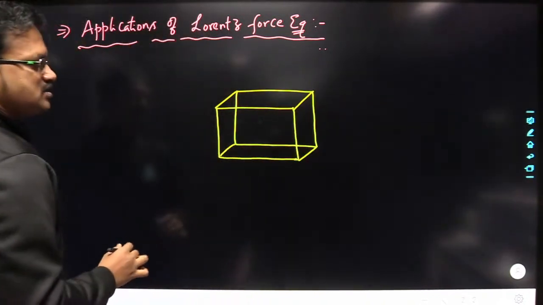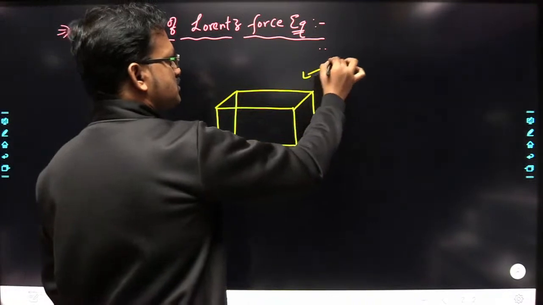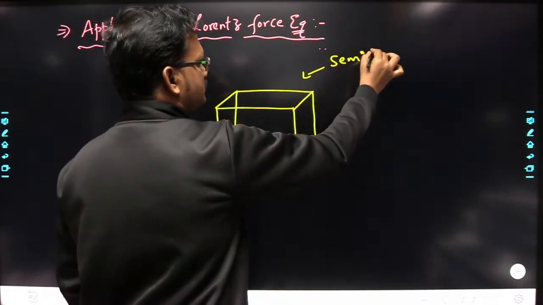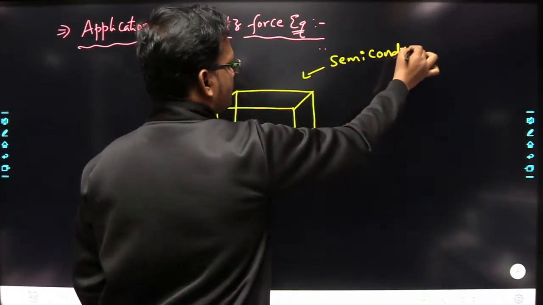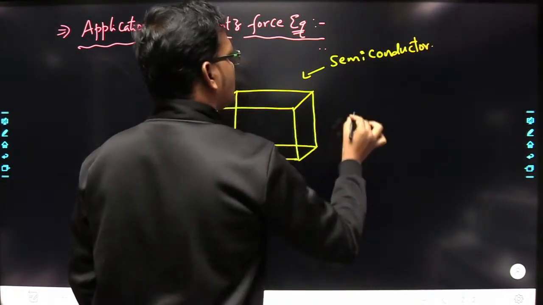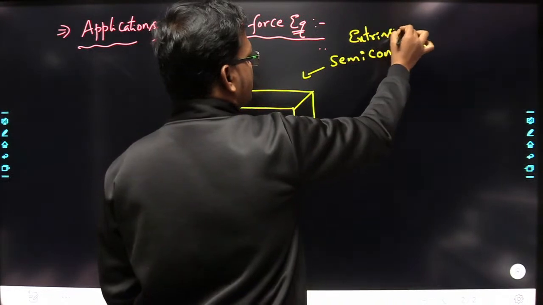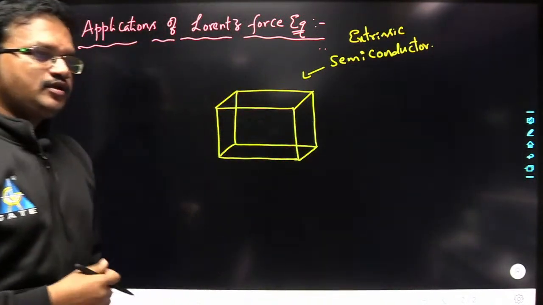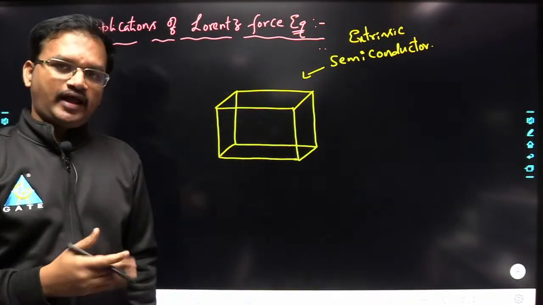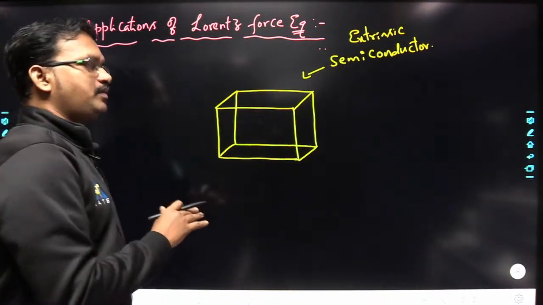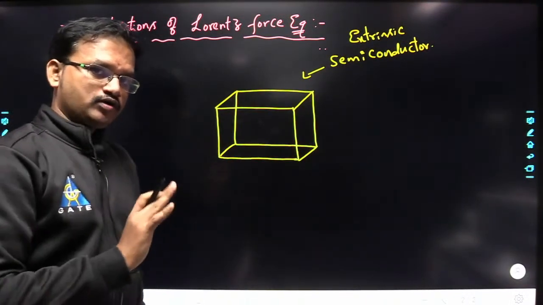Okay, let us say this is a semiconductor here. This is an extrinsic semiconductor. Extrinsic semiconductor, so that means it may be P type or it may be N type. Understood? I don't know which.